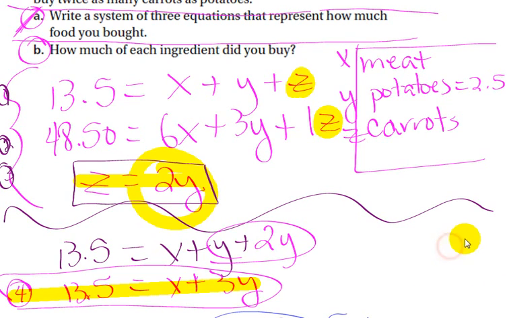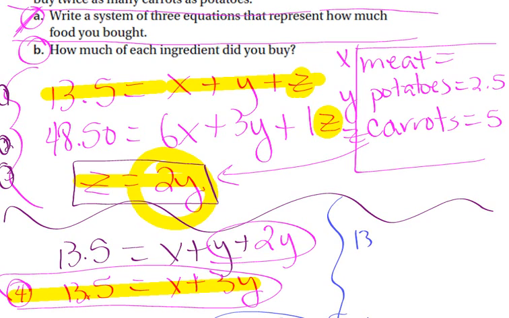Now we can quickly go and get our carrots, right? Because that's just our z equals 2 times y. Well, if y is 2.5, then 2 times 2.5 is equal to 5. So our carrots, we have 5 pounds of our carrots. See how easy that was to get? Now that we have our potatoes and carrots, all we need is our meat. So let's take our easiest equation right here, our first one, and plug in y and z and solve for x. So let's do that here.